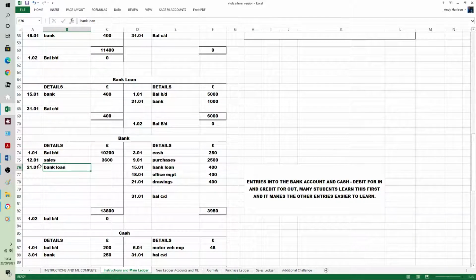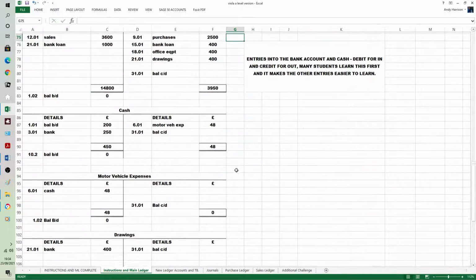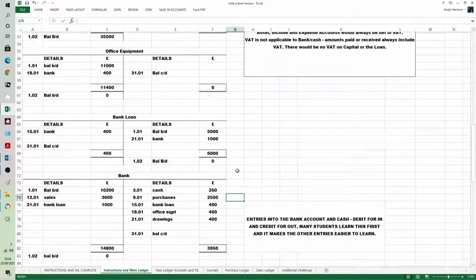Do you know what, I've got the date wrong on this one, it doesn't really matter. It should have been the 24th, oh well.